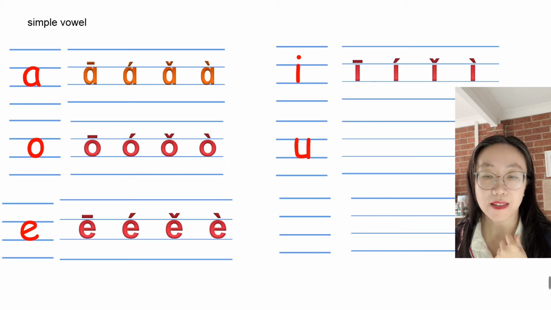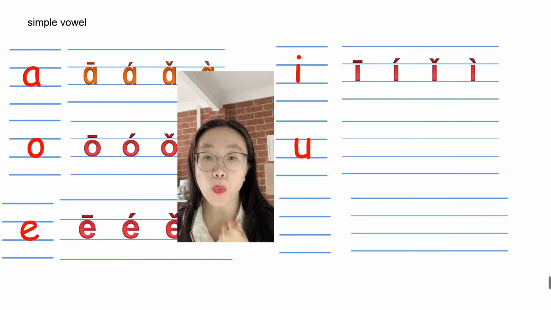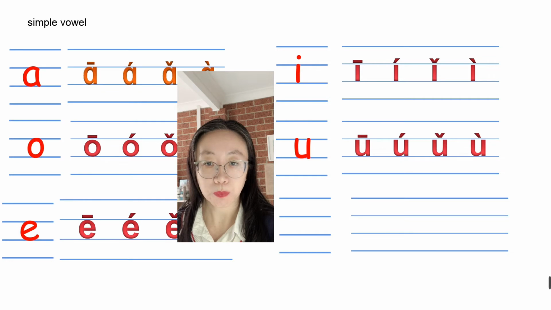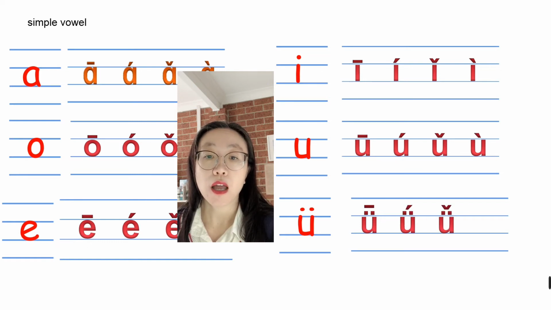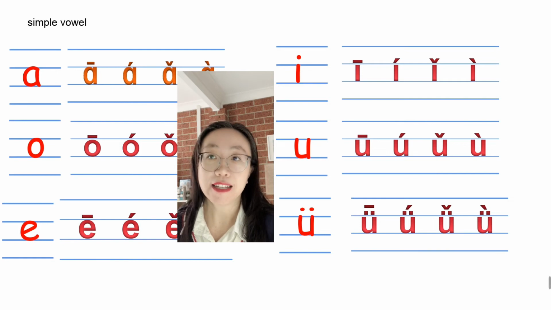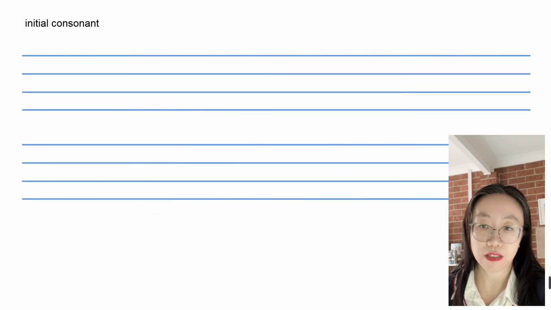The fifth one, U, U, U. The last one, Ü, Ü, Ü. You got it? Okay, let's have a look at the initial letters.